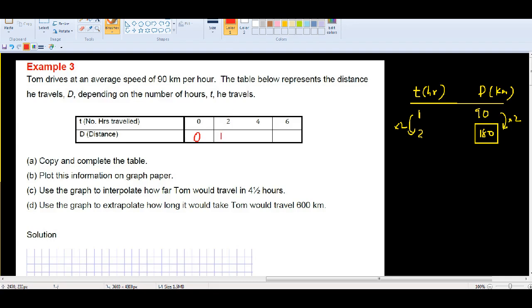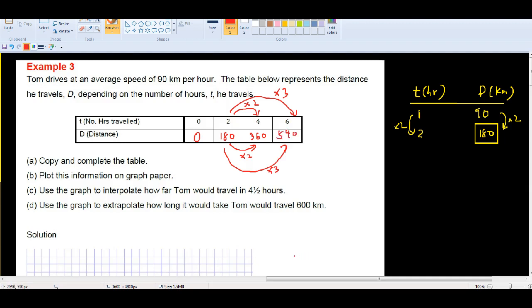So let's move 180 here. Then you could use that to complete the rest of it. From 2 to 4 is times 2, and it should be 360. And possibly you would like to know this one, 3, and you times 3 for this one.